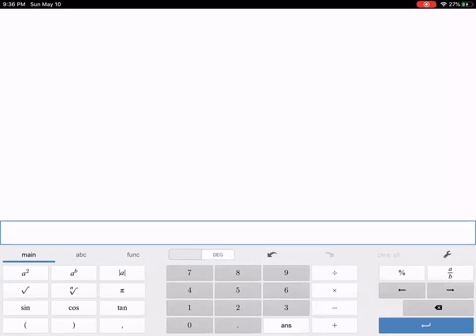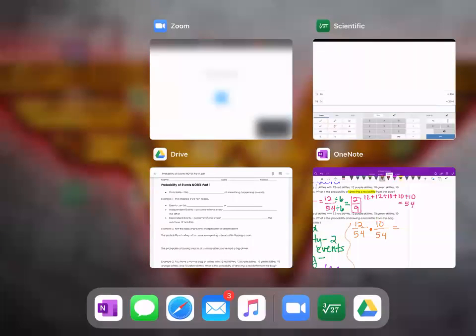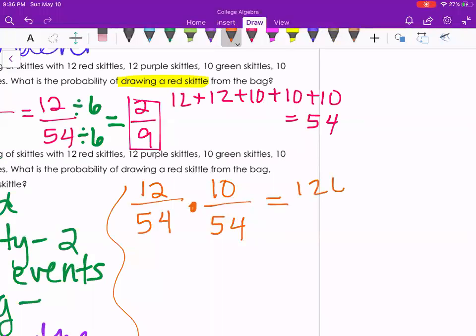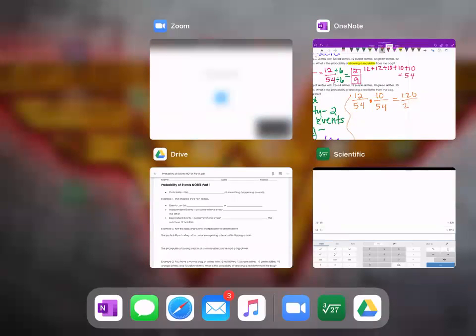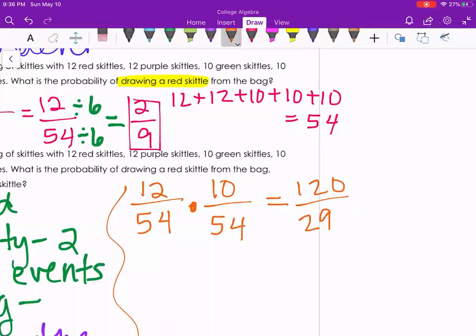All right, so we had 12 from the first one times 10 from the second, which gives us 120. And then we had 54 total for the first event, and then another 54 for the second one. So 120 over 2,916. Sorry, my memory is not what it used to be. All right, and now we need to simplify this fraction down.